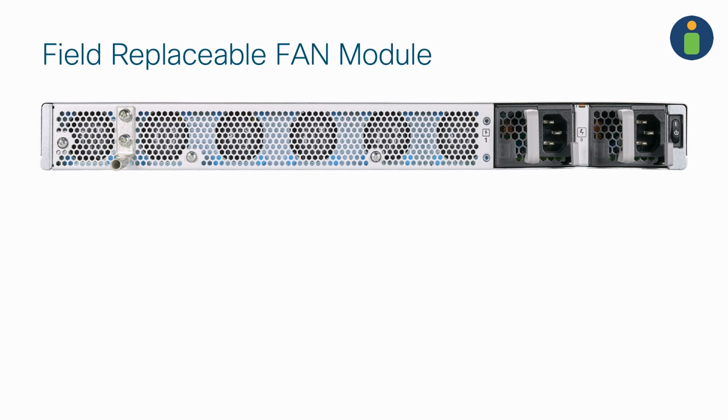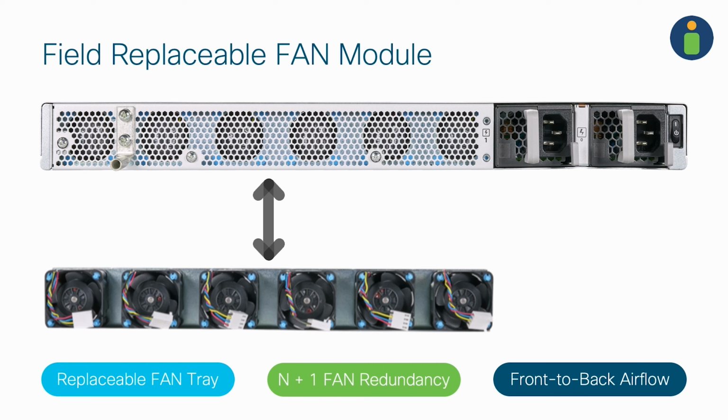We also have a field replaceable fan module for all the Catalyst 8500 platforms. As you see in the picture, it's a 6-fan module. Each of those 6 fans gets its power from its own power connector. That means even if one or a couple of the fans out of the 6 in the fan tray are not functioning at optimum speed, the remaining fans will still keep the chassis cool. That helps us achieve N+1 fan redundancy, and just like the ASR1K platform, the fan in the Catalyst 8500 family offers front to back airflow.